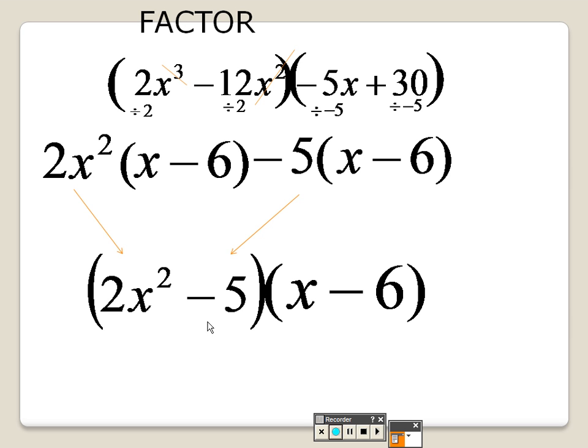Now I look, subtraction sign, is this a difference of squares? Nope. And you want to know why? Can you think of two numbers that'll give you 5 that are exactly the same? Nope. You think of two numbers that are exactly the same that will give you a 2? Nope. So we are done.